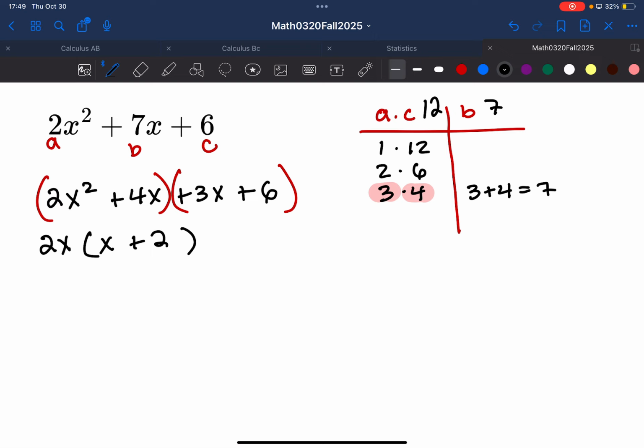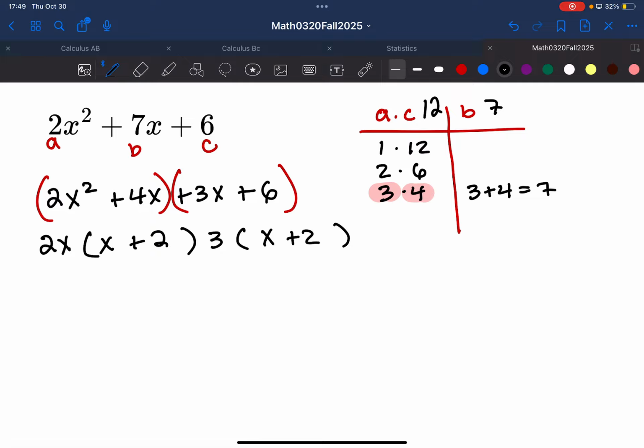And then I go to the next parenthesis, and I'm going to take out a GCF from there. What GCF can I take from 3x plus 6? 3. So when I take out a 3, what am I left with? X plus 3. Wait, 2. X plus 2. Good.